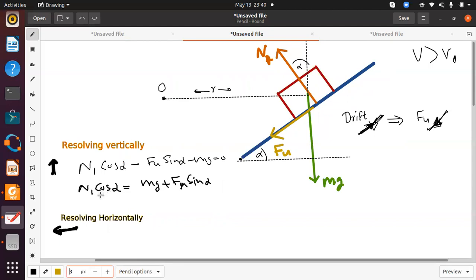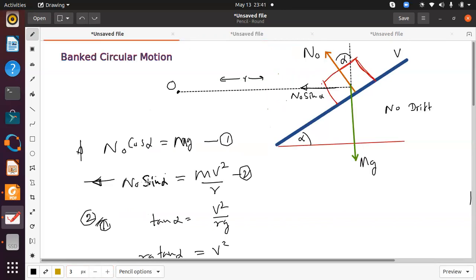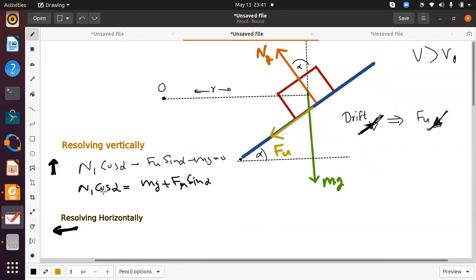Now you see why I used a different subscript here, N1, because clearly this component, cos alpha, did not change. It's the same thing. This is the only thing that has been changed. So note, the last time the required force N naught cos alpha was equal to mg. Now in this case, N1 cos alpha is equal to mg plus another component. So obviously we have to change this subscript here.